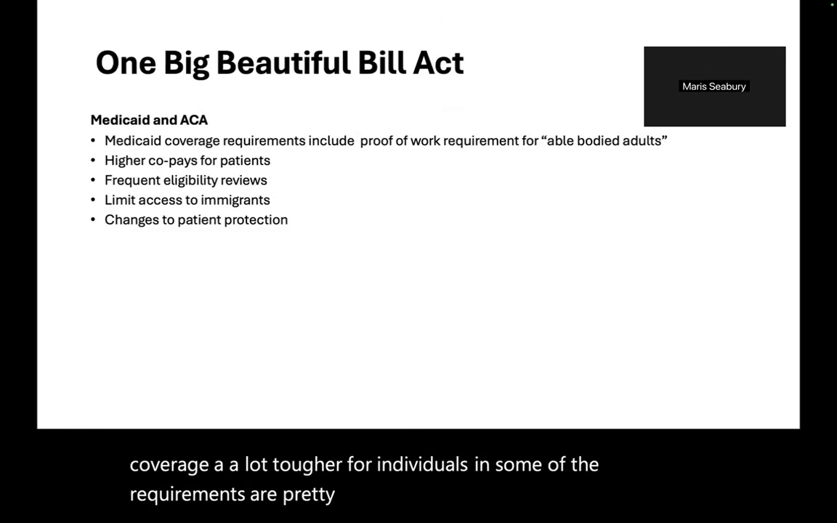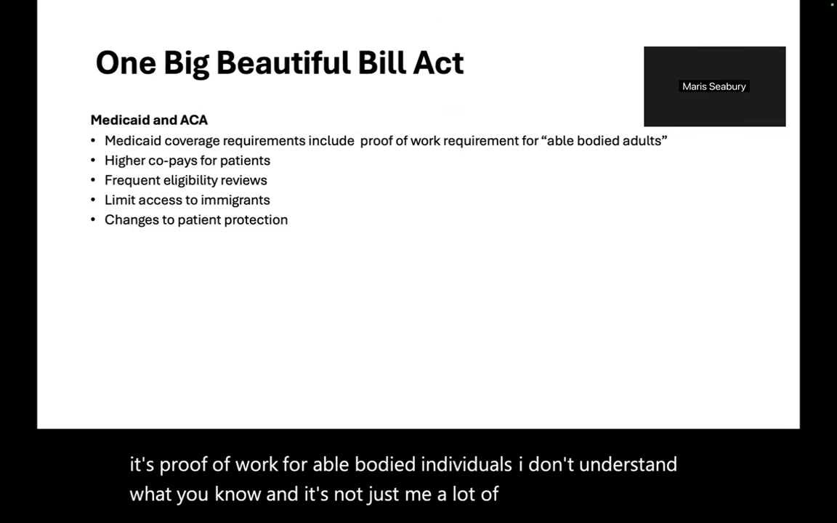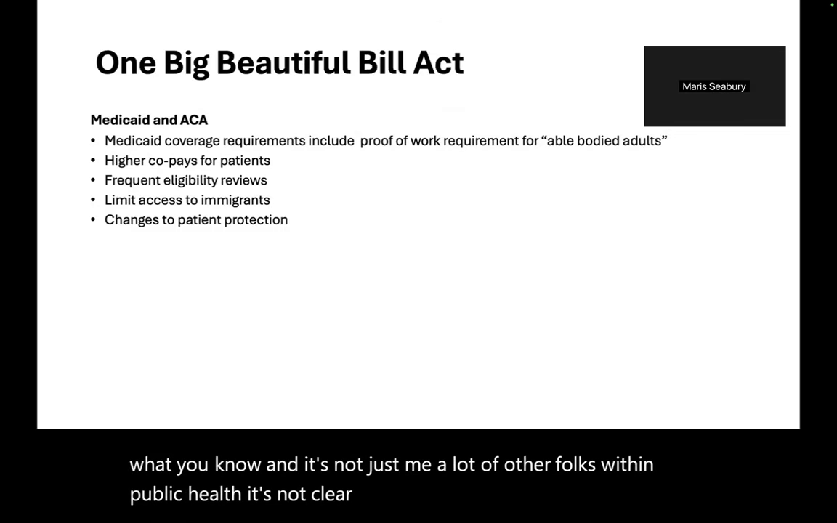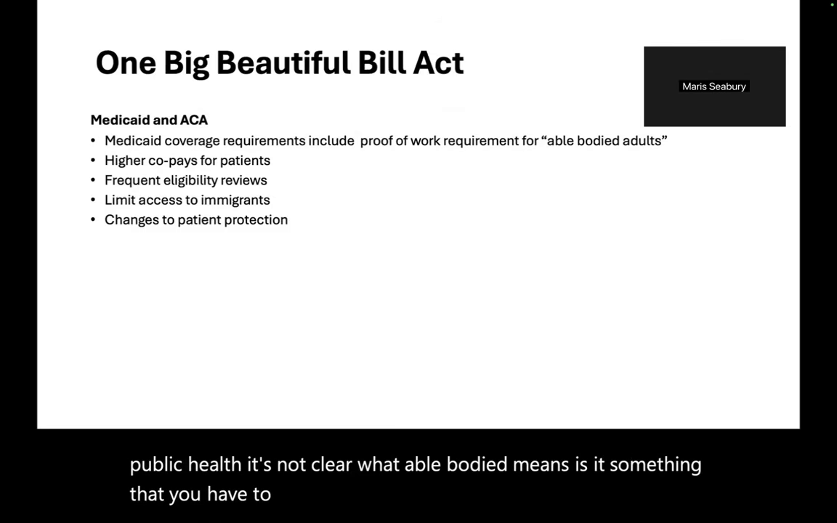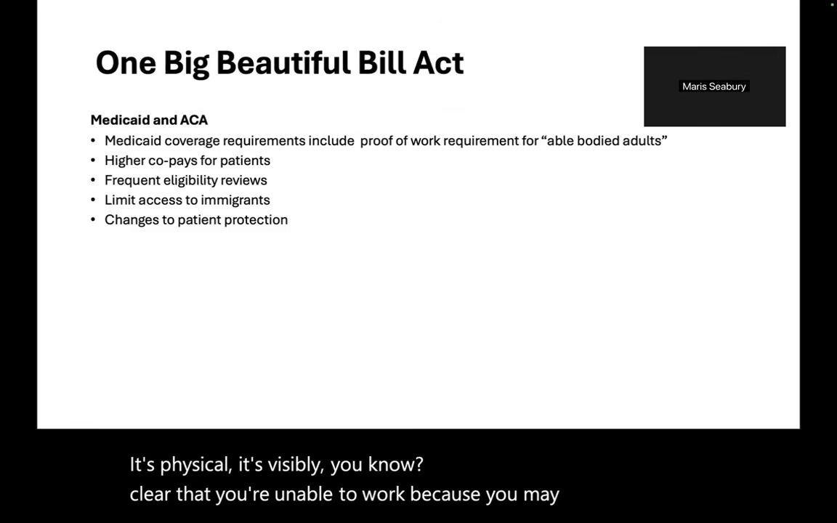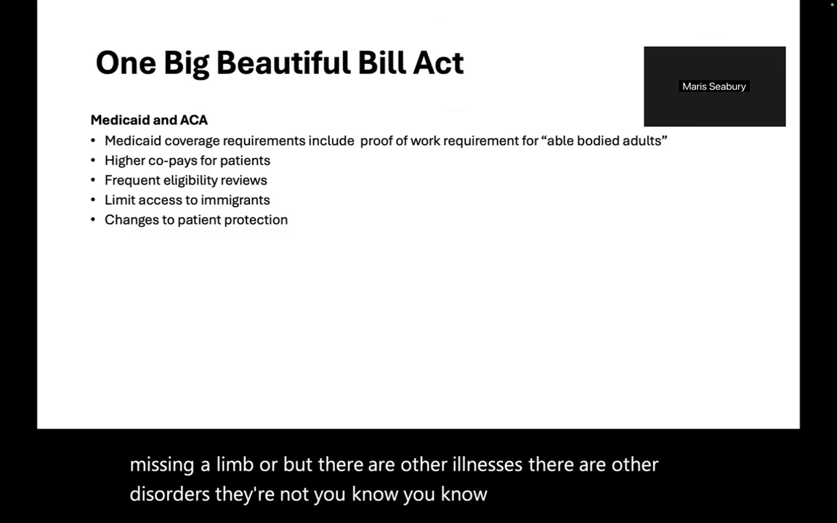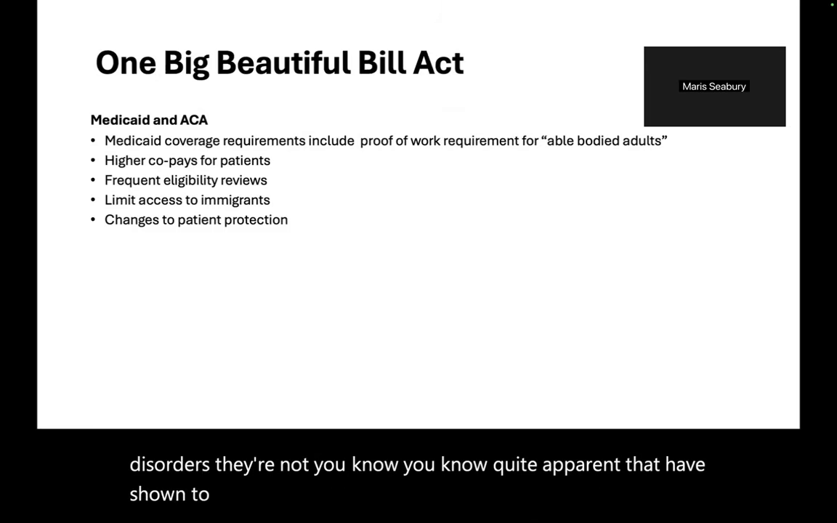For example, for Medicaid, it's proof of work for able-bodied individuals. I don't understand, and it's not just me, a lot of other folks within public health, it's not clear what able-bodied means. Is it something where it's visibly clear that you're unable to work because you may be missing a limb? But there are other illnesses and other disorders that are not quite apparent that have been shown to affect functioning.